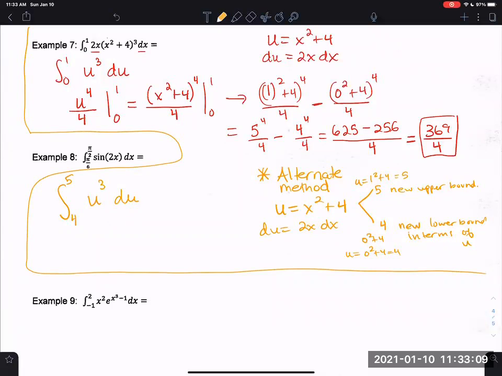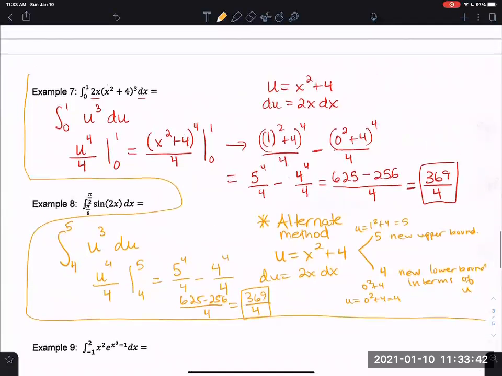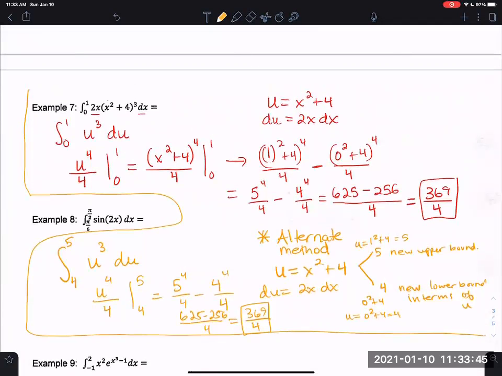So once I've done that, what's cool about this is, and I take the antiderivative, u to the 4th over 4 from 4 to 5, I do not have to replace now. I just go straight to 5 to the 4th over 4 minus 4 to the 4th over 4. 625 minus 256 over 4, 369 over 4. So when you change your bounds, that is what this part of the directions right above it was referencing, using an alternate method.